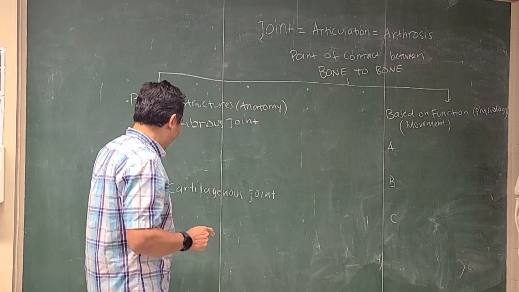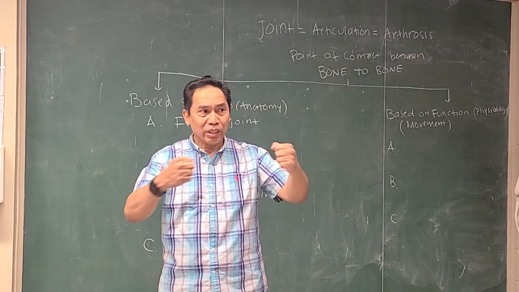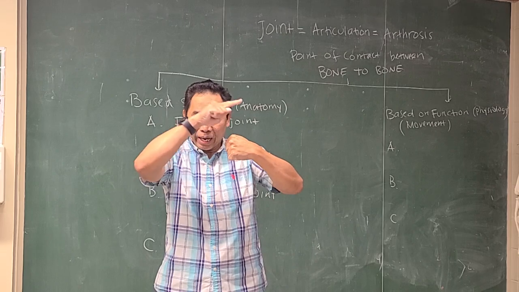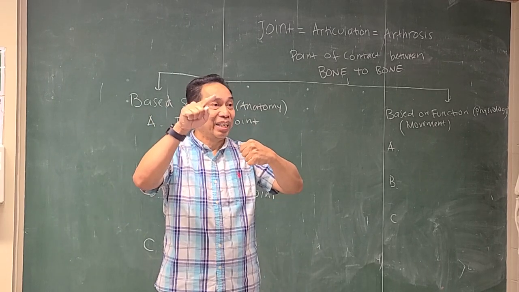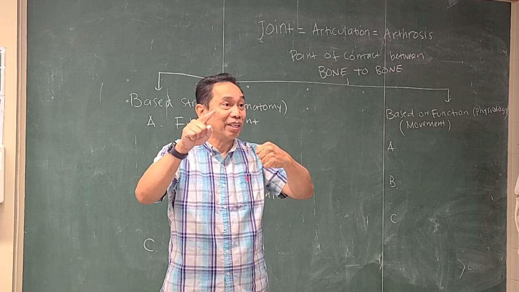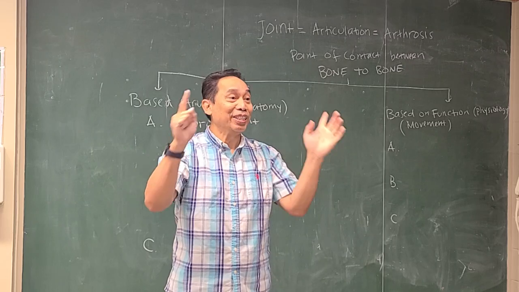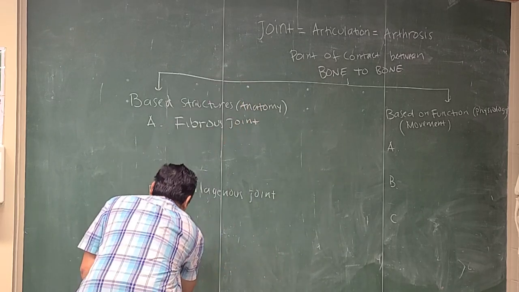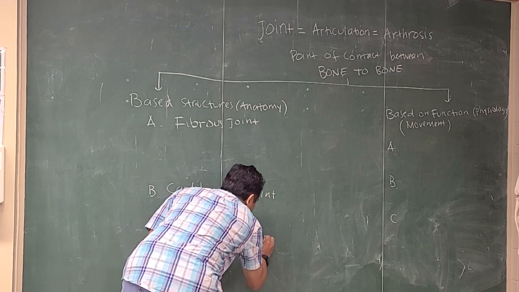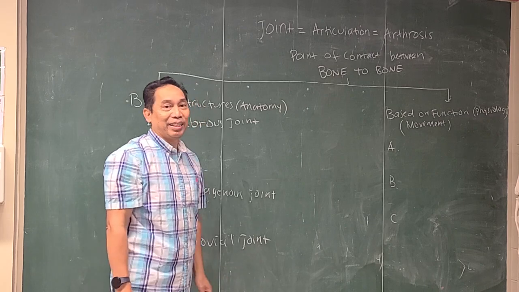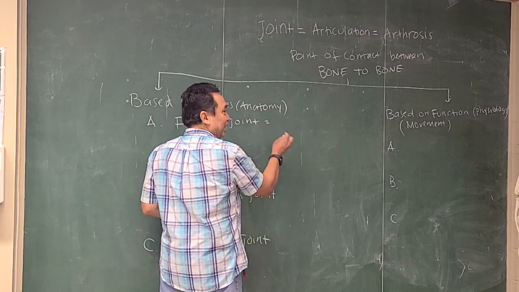The next one is in this joint, there is actually a cavity. The joint is not really connected, but there is a cavity that covers this joint place. That cavity is called the synovial cavity. Therefore, the name of the joint is synovial joint, right? Synovial joint. Okay? That's easy, right? Now again, what is fibrous joint?